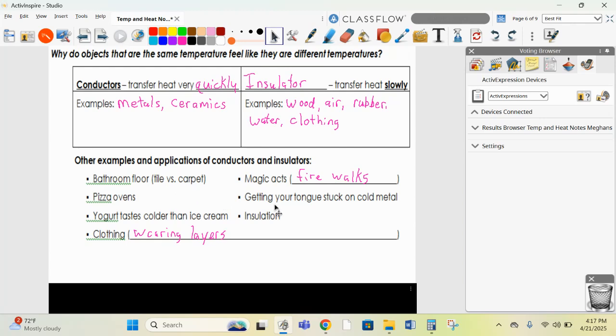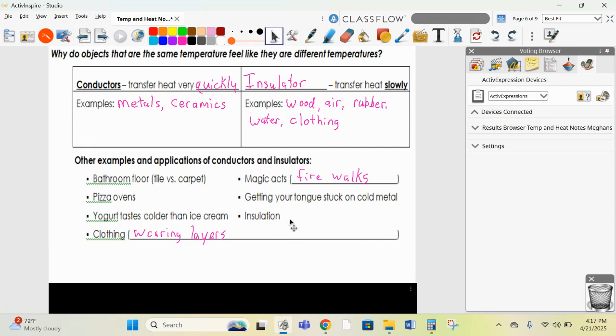Magic acts like walking across a burning bed of coals. Again, differences in materials. If you happen to be going across metal, that would instantly just destroy your feet. But walking over the coals as they cool off, it allows it to be fine. In the wintertime, don't ever be like the kid in A Christmas Story. Put your tongue on cold metal. The heat leaves your tongue very, very quickly. And next thing you know, you end up having a phase change and your tongue is stuck on the metal.